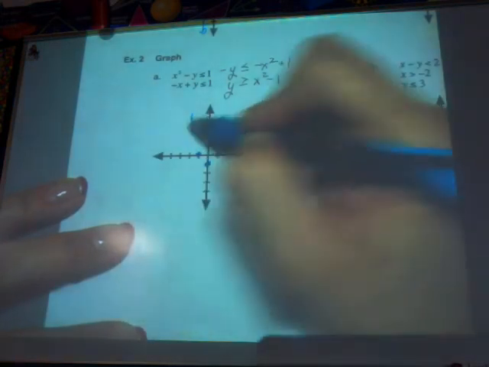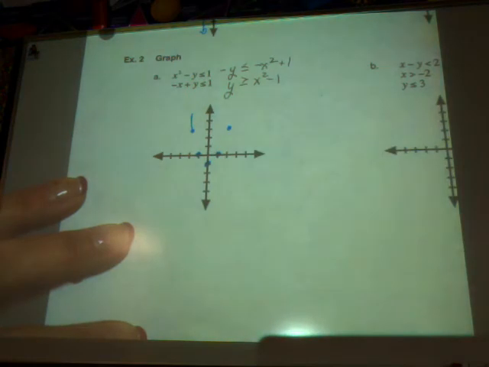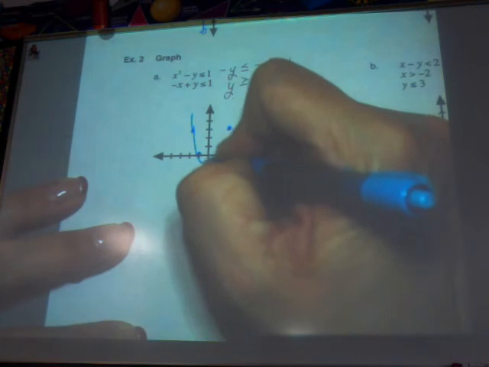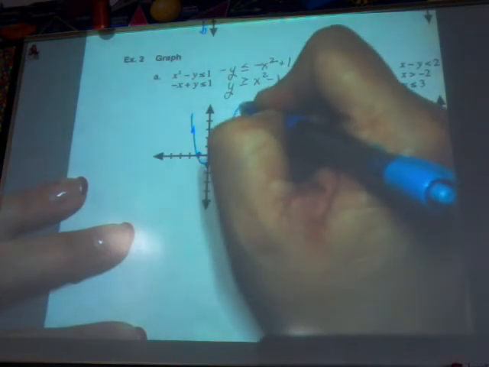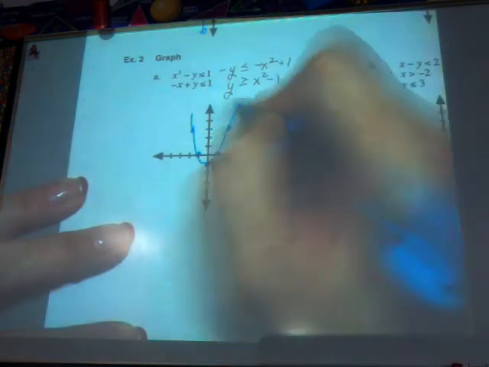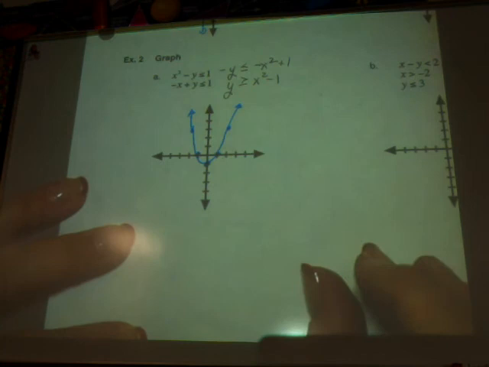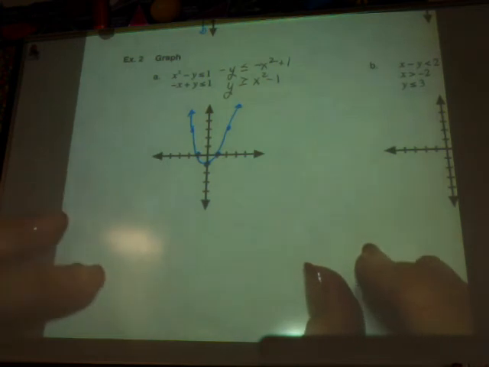So here's my parabola. Is it solid or dotted? Solid, right? Do you have a dotted line? Pardon? Do you have a dotted line? Have I had one yet? Yeah, on section B and A. On this one, they're all solid, aren't they? No, I mean, can you have a solid or a dotted line? Yes, you could. You absolutely could.